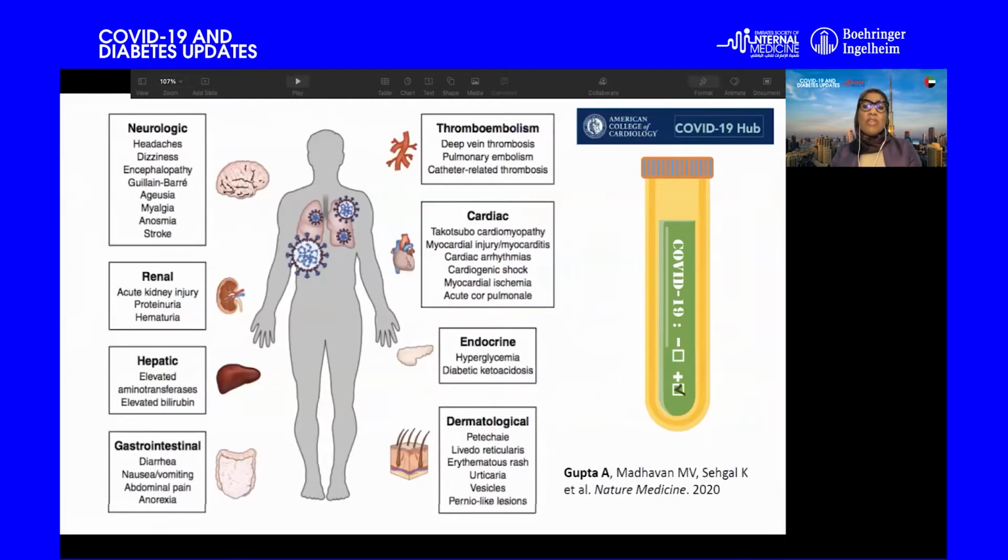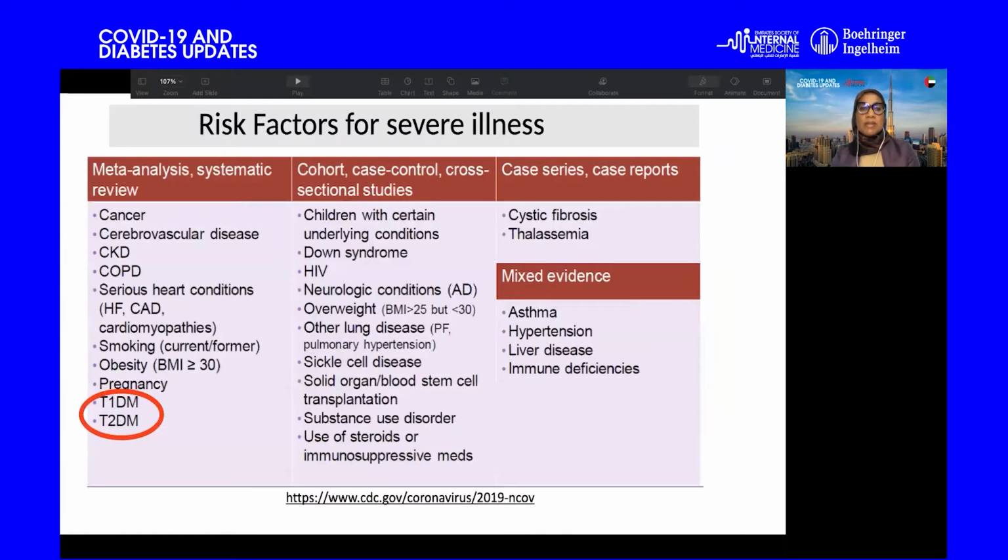So the other thing that we've come to appreciate is the fact that COVID is not just a pulmonary disease. It is really a multi-system disorder. And in some patients, we've actually seen that they have a lot of these multi-organ defects. In the interest of time, what we'll try and do today is just concentrate on the endocrine effect and specifically look at the effects on diabetes.